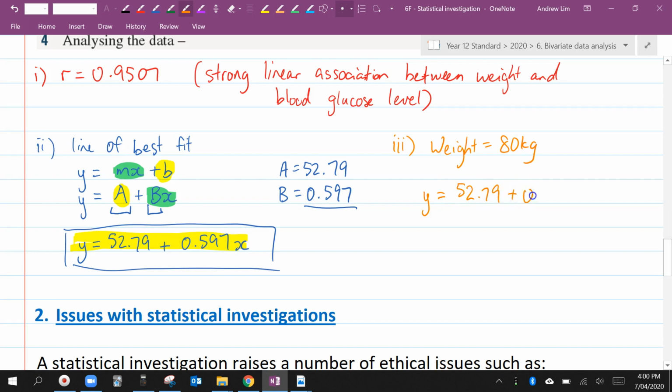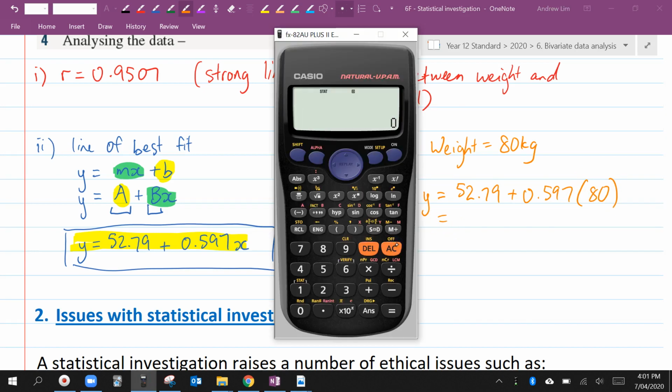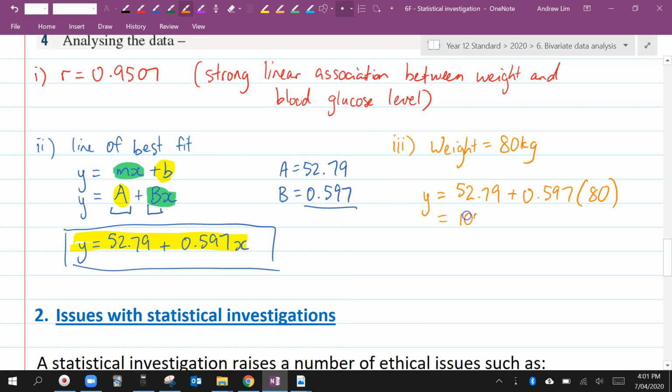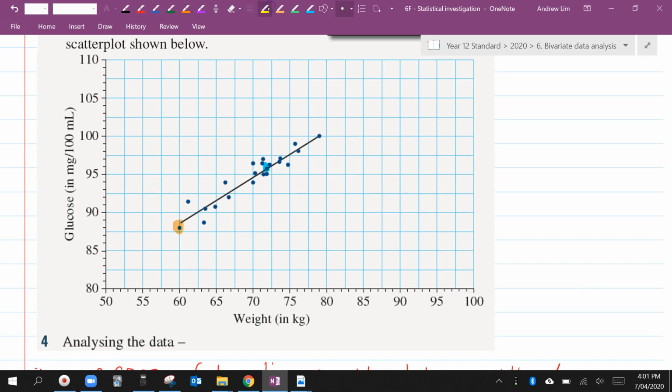52.79 plus 0.597 times their weight. If we were to put this in the calculator, we get 100.55. So that means we can estimate the blood glucose level to be 100.55 milligrams per 100 mils. Because remember, that is the unit of the glucose. Milligrams per 100 mils.